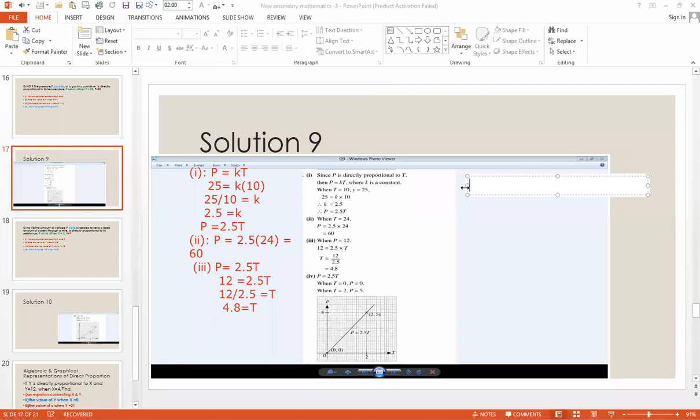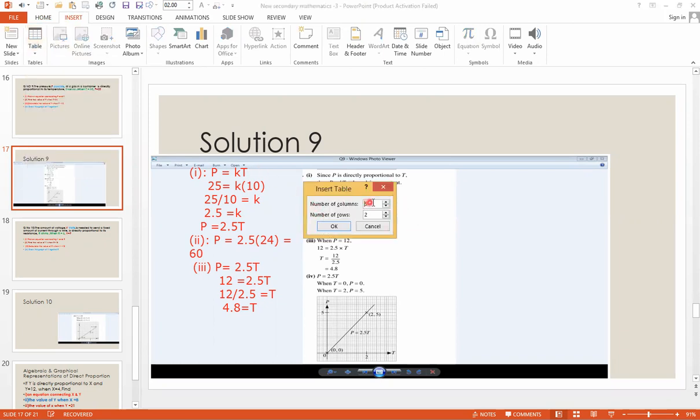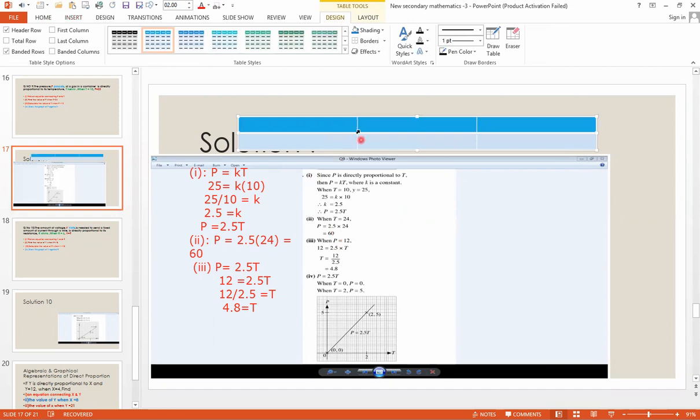So for drawing the graph, again, first we have to insert a table. First you have to insert a table. Here you have to write. Okay, this is the table. Always remember, I already told you, the variable which is on the right side, you have to put on the top. So t is here on the top and p is here in the bottom. Clear?